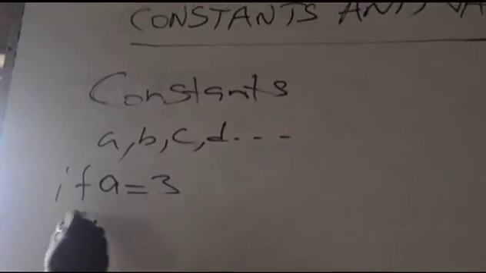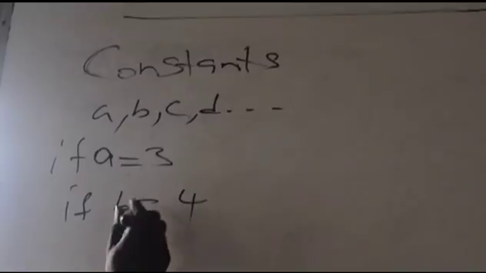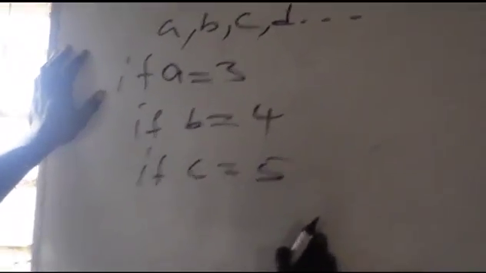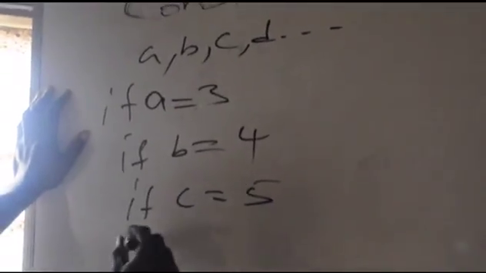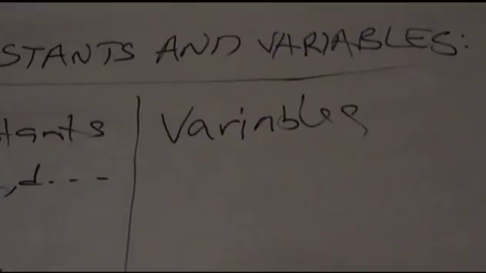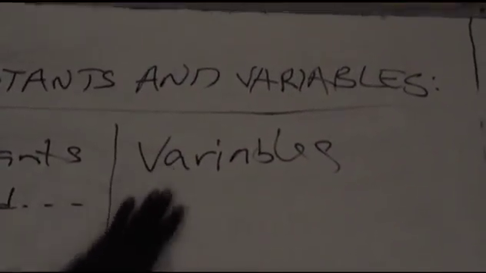If B is equal to 4, B will remain 4 and cannot change. And if C is equal to 5, it will be 5 and nothing will change it. And if D is equal to 10, that's how it will be. But variables are not the same as constants. Variables are those values that can change.